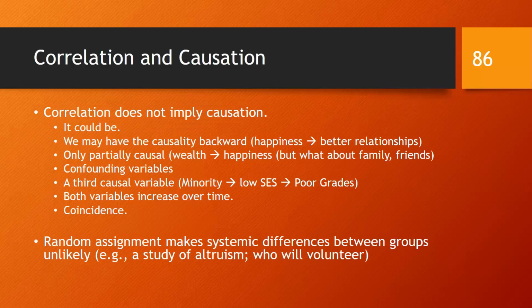Randomization helps support the case for causality, especially with random assignment. Random assignment makes systemic differences between groups unlikely. Finally, if we can explain why we found what we did, the best thing to say is that a relationship is worth exploring further.